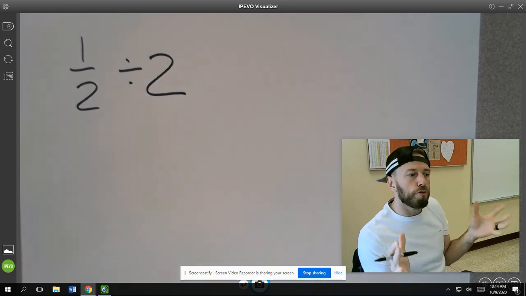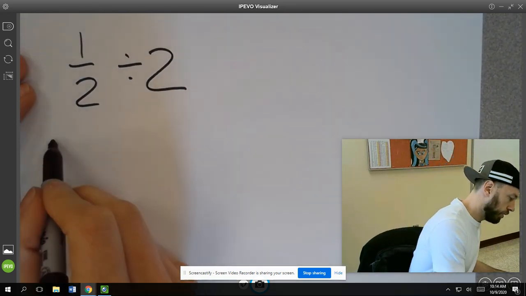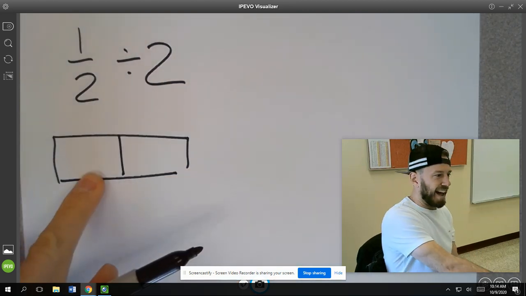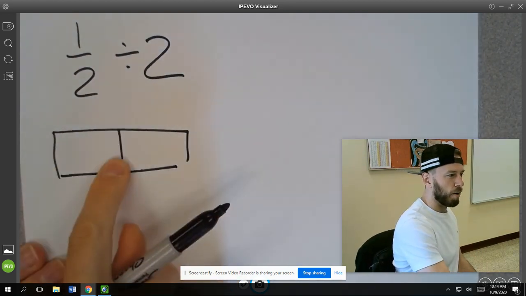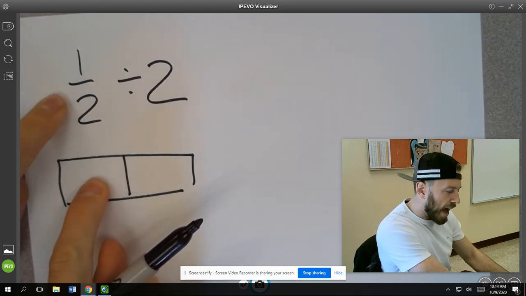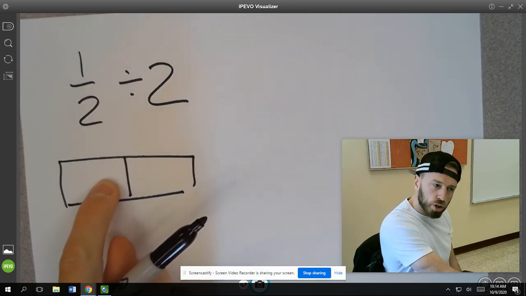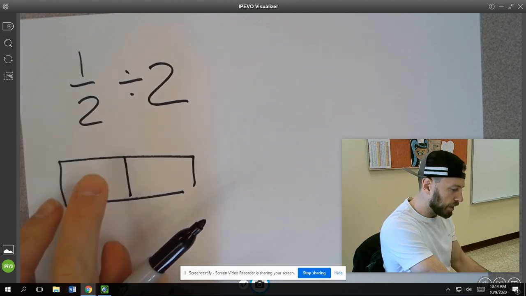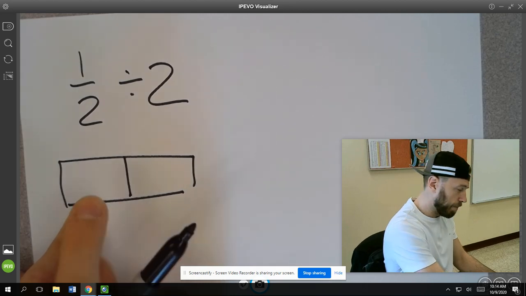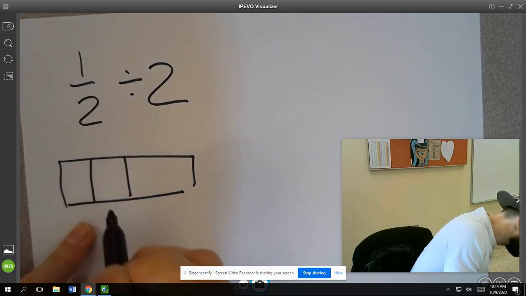Now I'm first going to show you visually what this looks like. Let me show you what a 1/2 is. That's a 1/2, right? If I have a whole candy bar here and I cut it down the middle, this is a 1/2. Now, if I were to say, what is a 1/2 divided by 2, then that means I would just take this piece right here, this 1/2, and cut it in half, right? Divide it by 2. So I'm just going to do that.